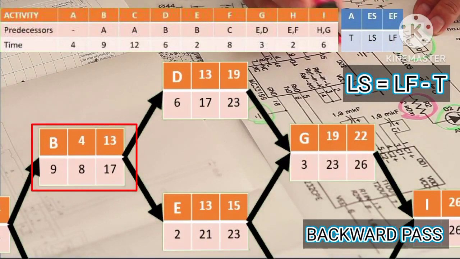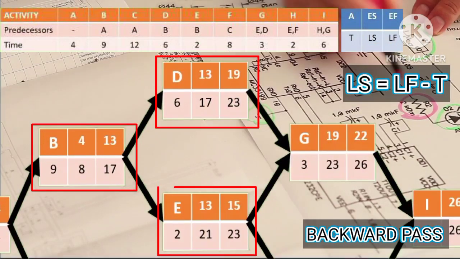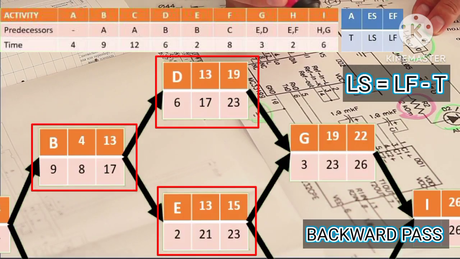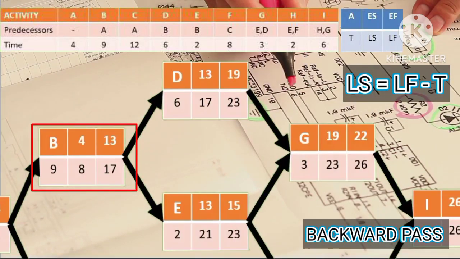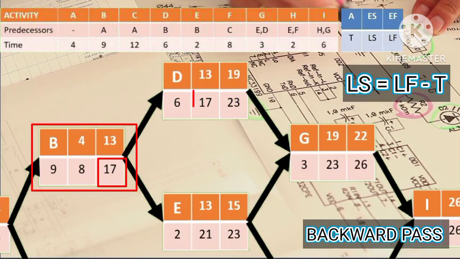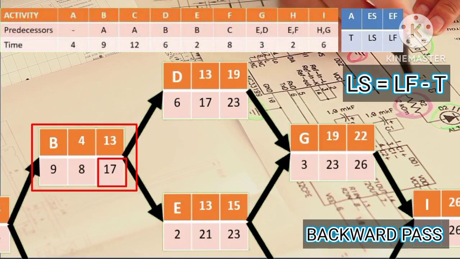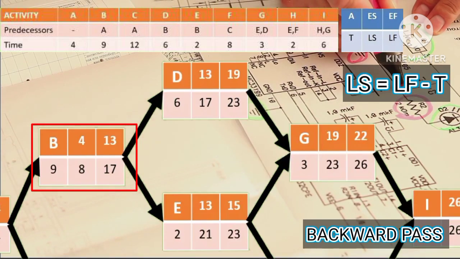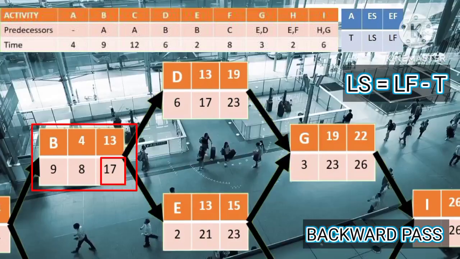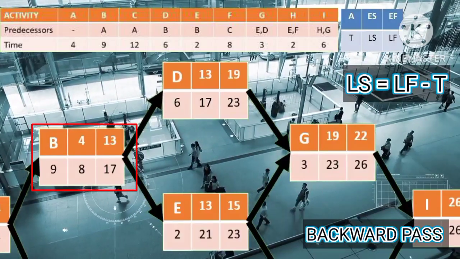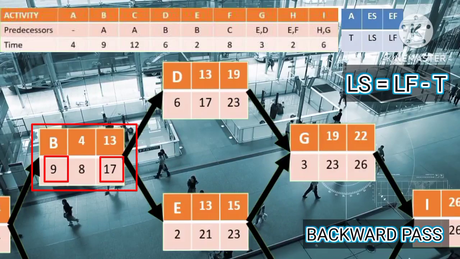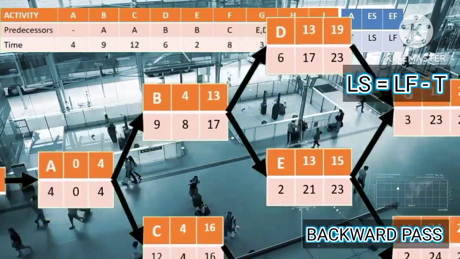For B, having two successors which are D and E, the latest start times of D and E are 17 and 21, so the latest finish time of B is 17, because 17 is the lowest. Then since the latest finish time of B is 17 and the activity time of B is 9, the latest start time of B is 17 minus 9 equals 8.